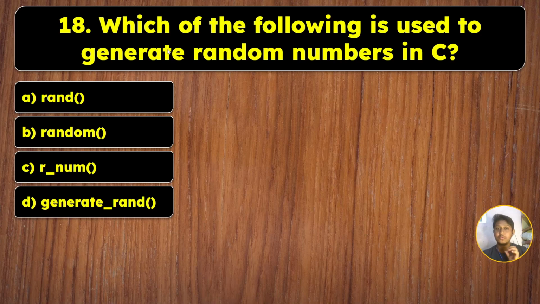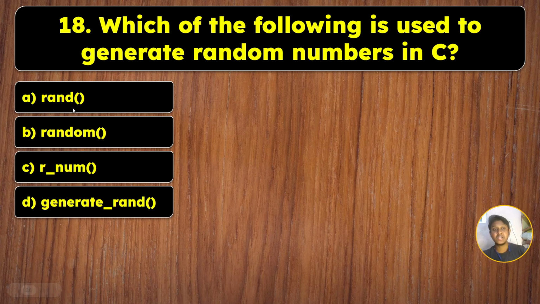Our next question is, which of the following is used to generate random numbers in C? Option A, rand function. Option B, random function. Option C, r underscore num function. Or option D, generate underscore rand function.